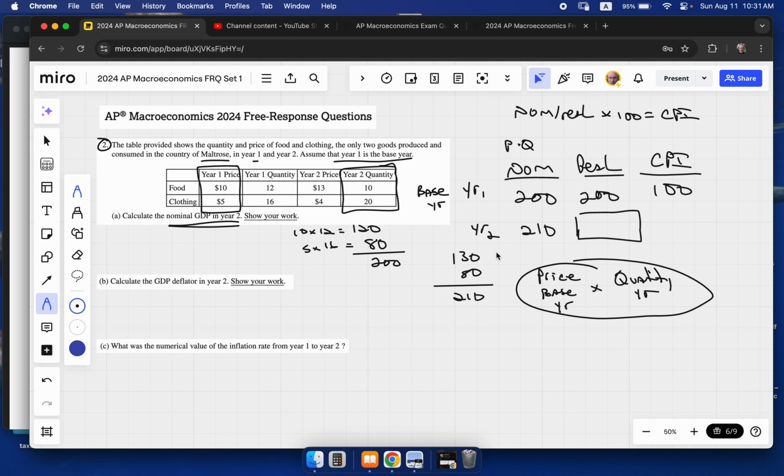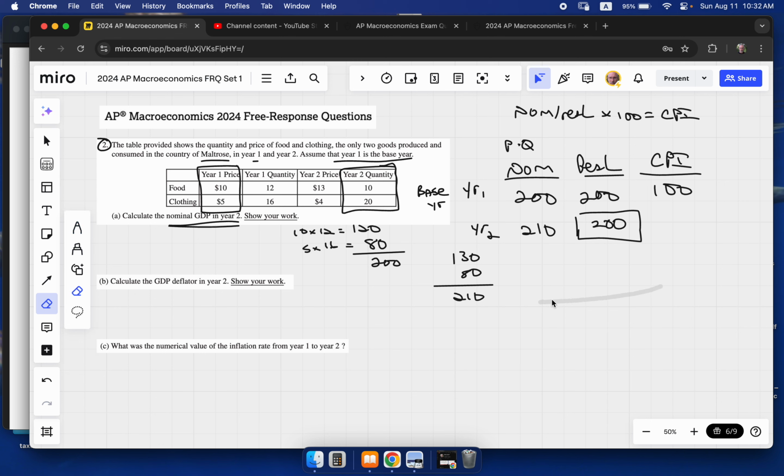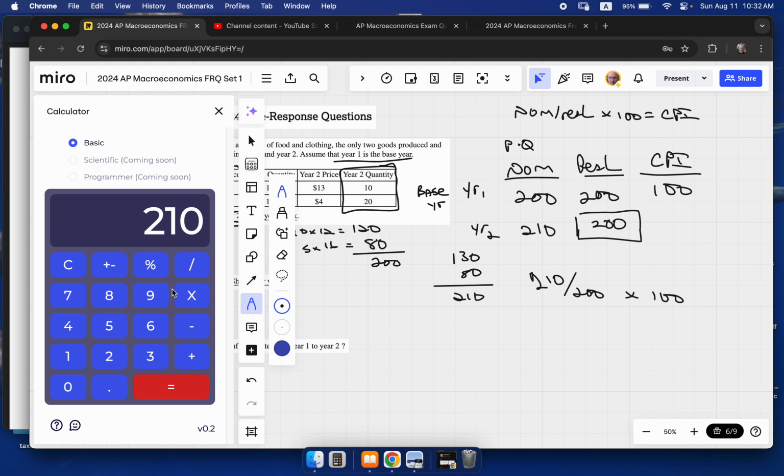10 times 10 is 100. 5 times 20 is 100. Got to be 200 is our real GDP. Now, to find the CPI, we have our formula up here, nominal over real times 100. So that looks like 210 over 200 times 100. Should we do our calculator again? Might as well, right? 210 divided by 200 is 1.05 times 100. So we just know that this is going to be 105. We went from 100 to 105. Inflation was 5% from one year to the next.